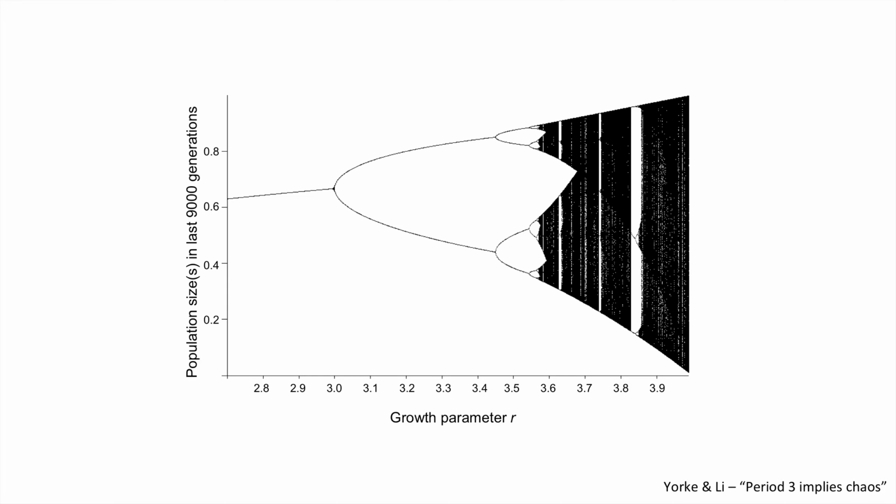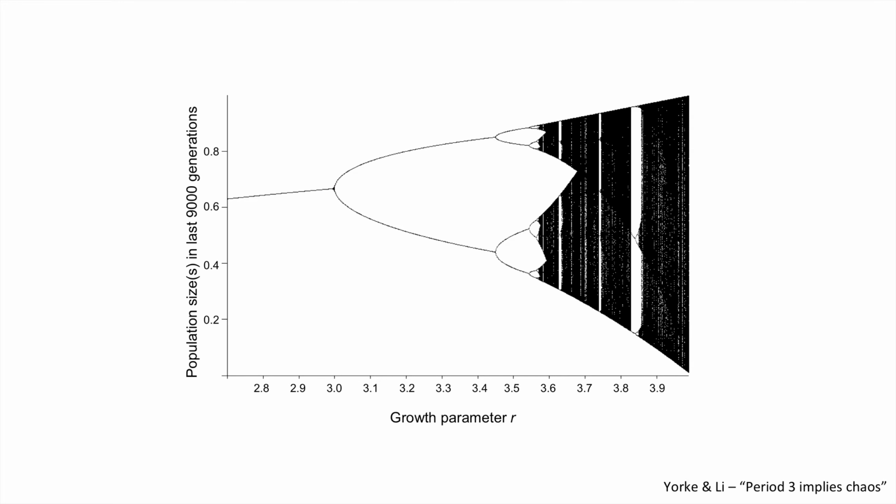This change in dynamics with different values of r can be visualized well with a bifurcation diagram, such as the one shown here. Essentially, this diagram shows the different population sizes in later generations for different values of r. So you can see that for small values of r, there is only one population size that appears in the last 9,000 generations in this case. So this range of r values produces 1-point cycles.